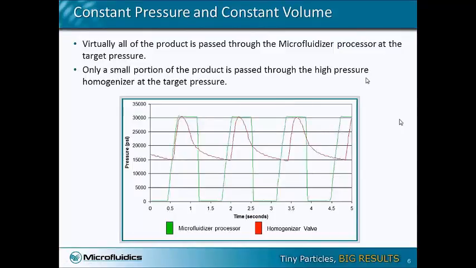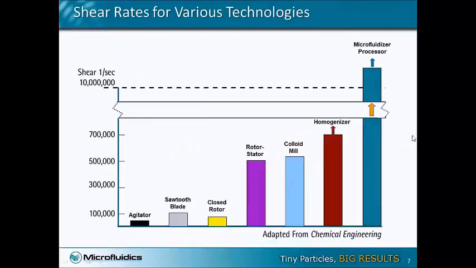This just shows the shear rate we can achieve with a Microfluidizer compared to some of the conventional technologies. On the left here, you can see some of the low energy devices, and here are the high energy devices. Microfluidizer can achieve shear rates orders of magnitude higher than other conventional devices, which gives you the best results.